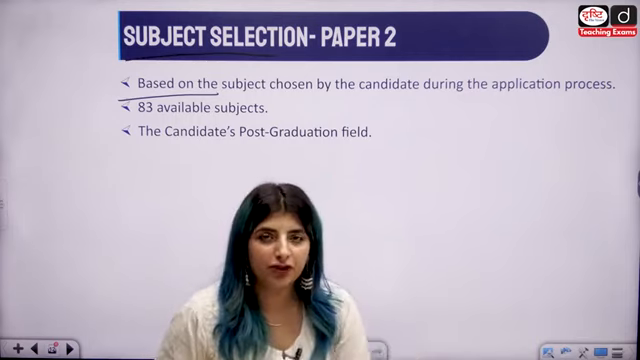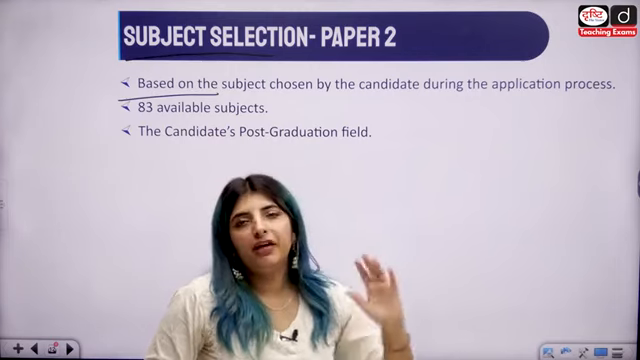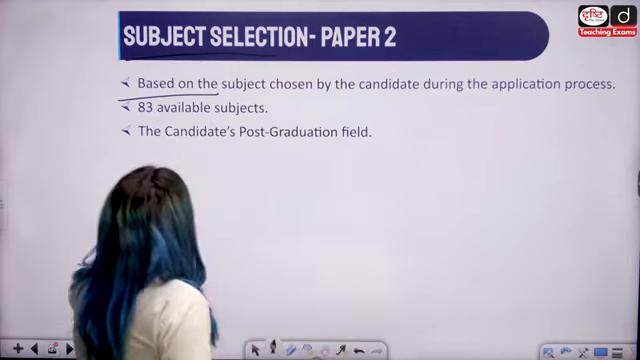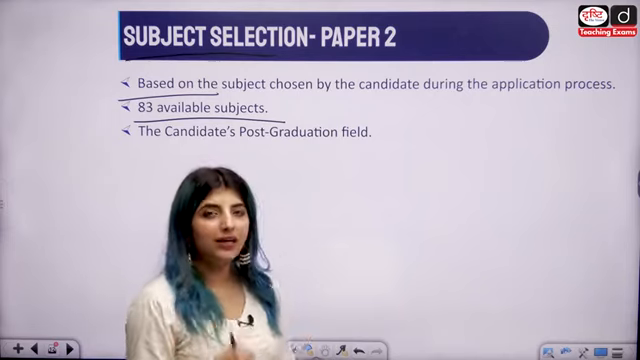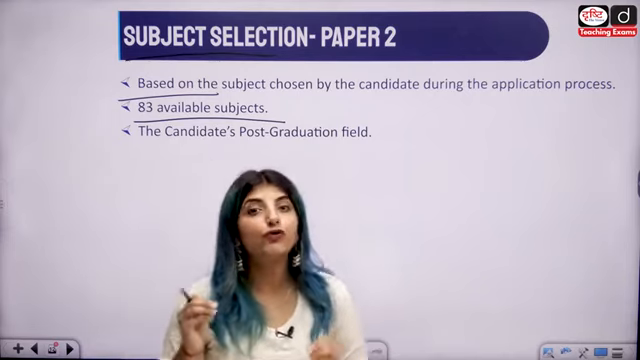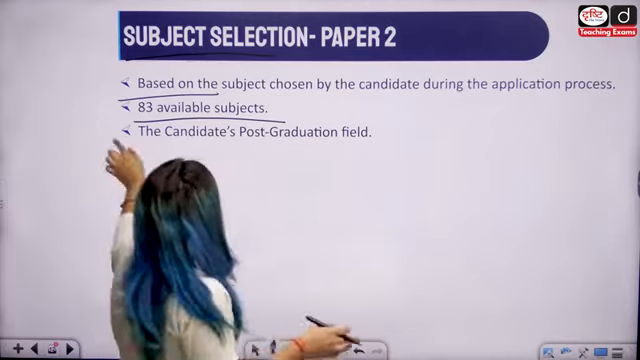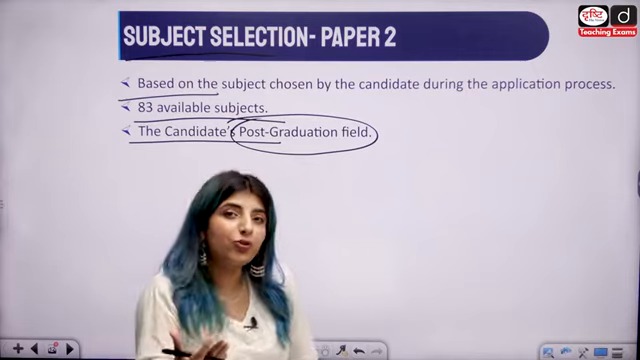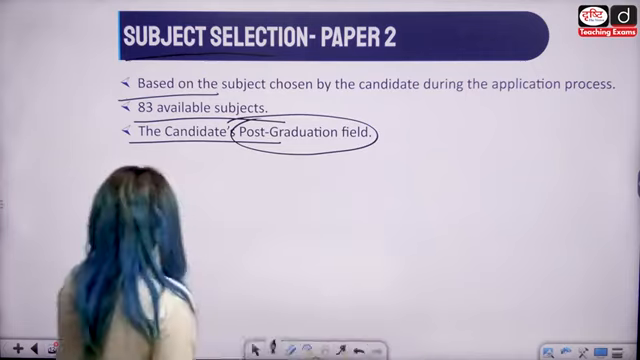So with 55% of marks in your master's subject, let's just say Punjabi, you will be appearing for the NET examination in Punjabi. You've cleared it, so on and so forth. There are 83 available subjects. The accurate list is provided by the official NTA UGC NET website. You can go and check it there. The candidate's postgrad field is the one which they should be choosing to appear for the NET examination, correct? So that's the case here.